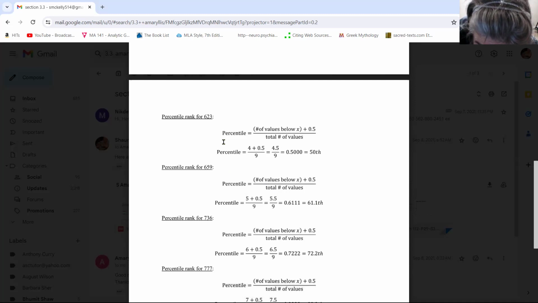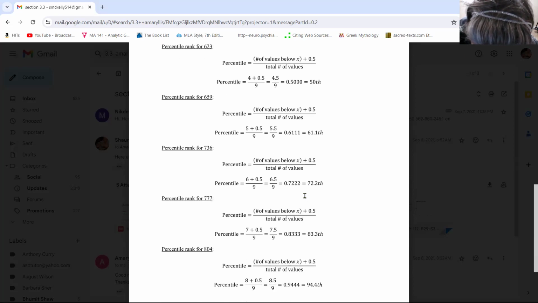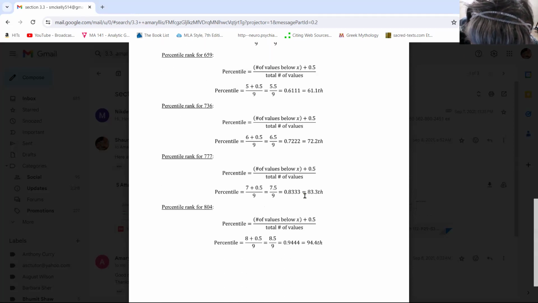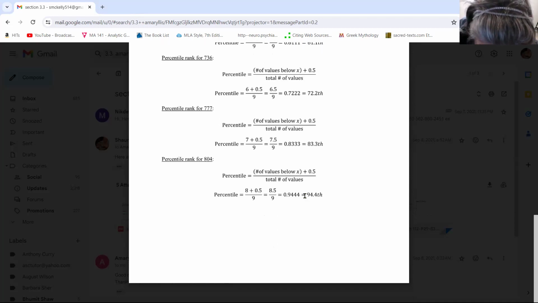623 is 4 plus 0.5. We have 50th. We have 61.1st. We have 72.2nd, and we have 83.3 and 94.4 or 95. Now those are the percentile ranks.